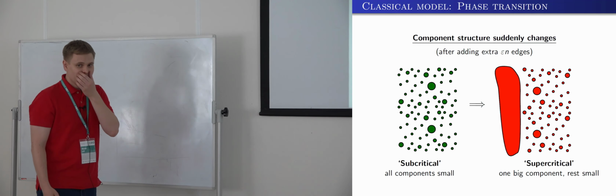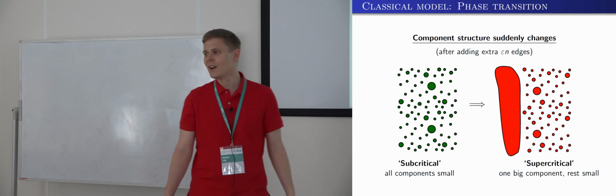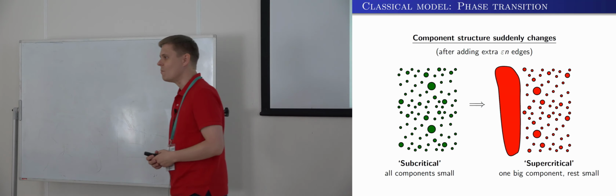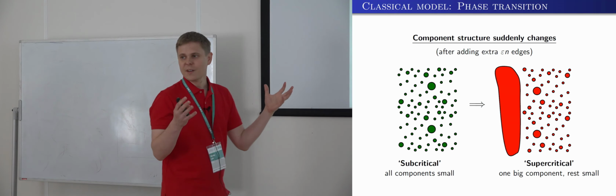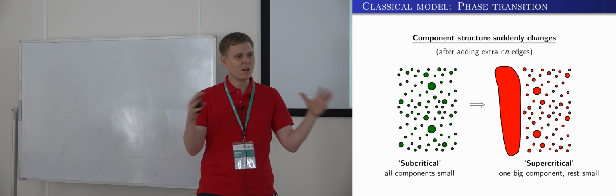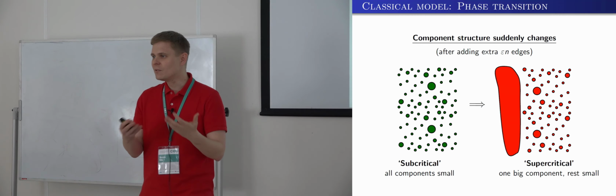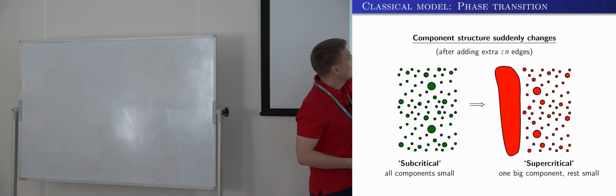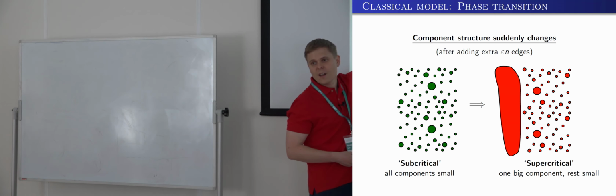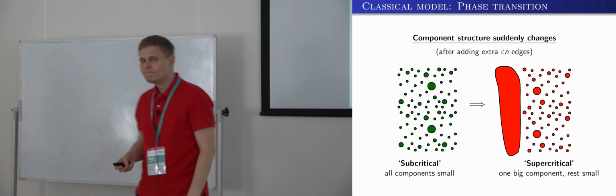One of the most interesting phenomena here is the phase transition in the component structure of your graph. Remember, we start off with an empty graph on n vertices, so initially all components have size 1. Now we start adding more and more edges to the graph. For a while, all the components will still stay relatively small. Say we're here on this left-hand side, where all the components stay at most logarithmic in size.